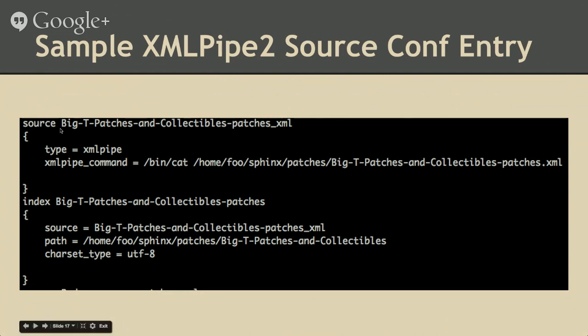And so that's the source section, and then there's the index section here. Just like the index section before, I've just got a lot fewer fields. The source is just pointing to this top source section. This path is just where it dumps all of its index files. And the character set here is UTF-8.